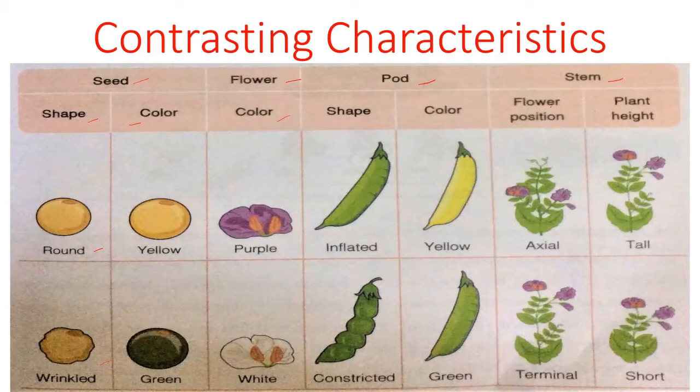And for the stem, the flower position can be axial, meaning along the stem, and then terminal, meaning here on top of the pea plant. And also with your plant height, that is tall versus short.